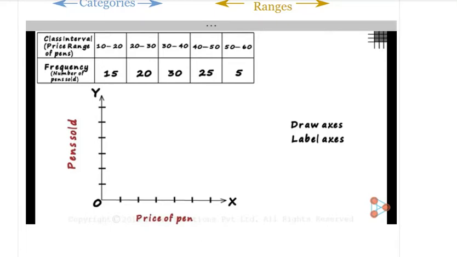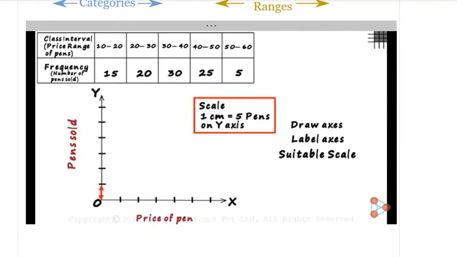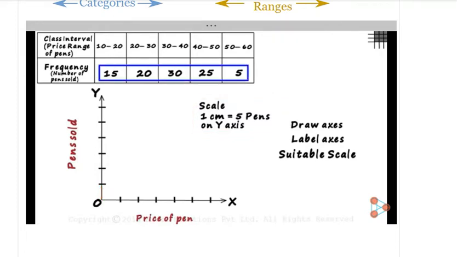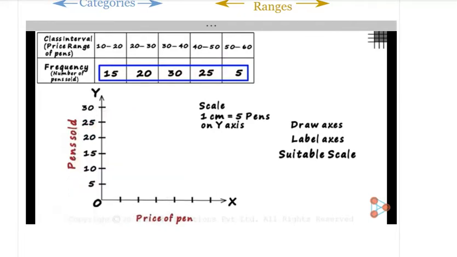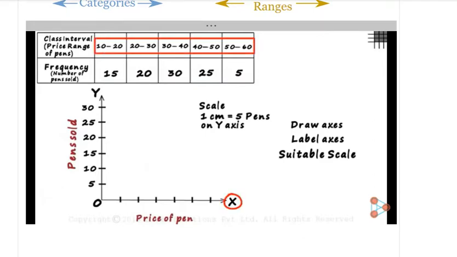Now we have to choose a suitable scale for the y-axis. The number of pens sold ranges between 5 and 30. A scale of 1 centimeter equals 5 pens on the y-axis would be perfect, as we would need just 6 divisions. We start writing the values on the y-axis: 5, 10, 15 and so on up to 30. And on the x-axis, we start writing the price range of pens. The first range is 10 to 20, then 20 to 30, and so on up to 50 to 60.